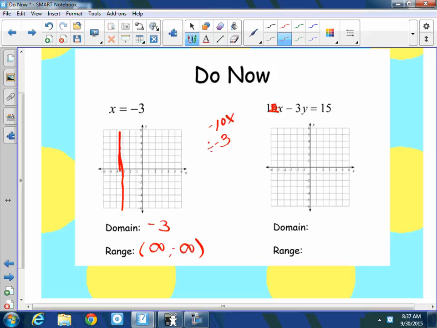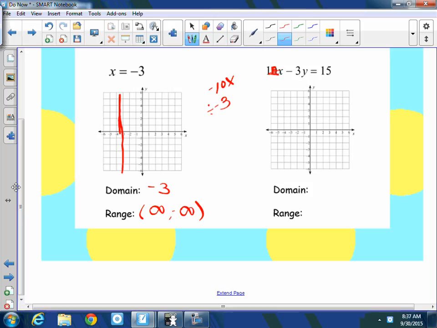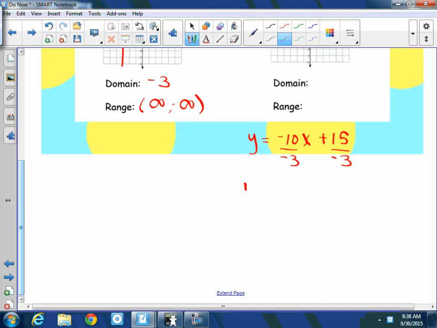Okay, so I'm going to do it over here at the bottom. I have negative 10x plus 15. That's when I took away the 10x, right? The minus 10x. And now I'm going to divide by negative 3, which is just going to eliminate the positives, and negative divided by negative would be a positive, so that would be 10 thirds x minus 5.